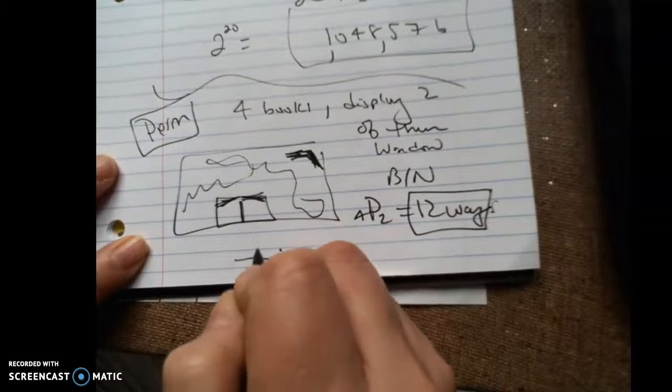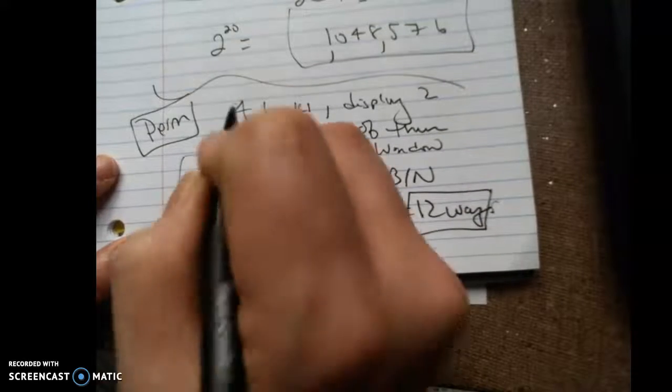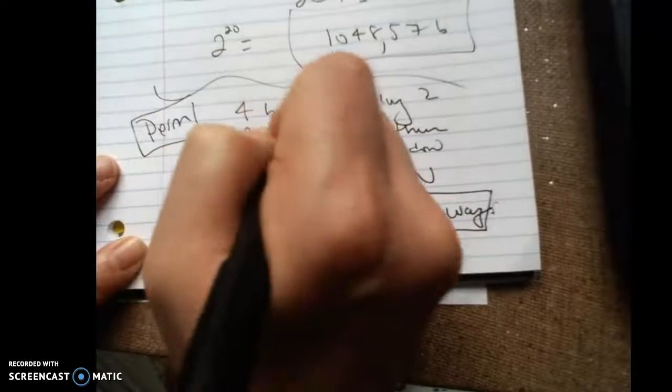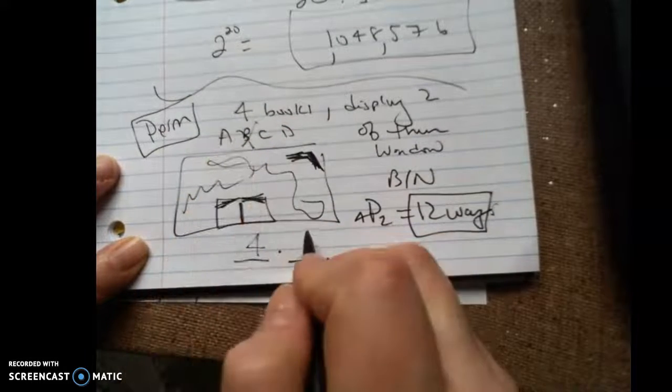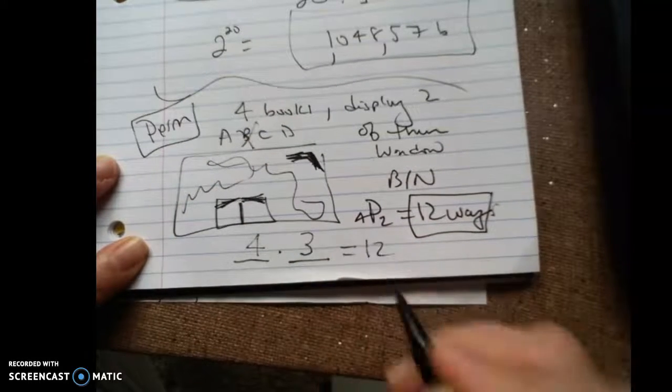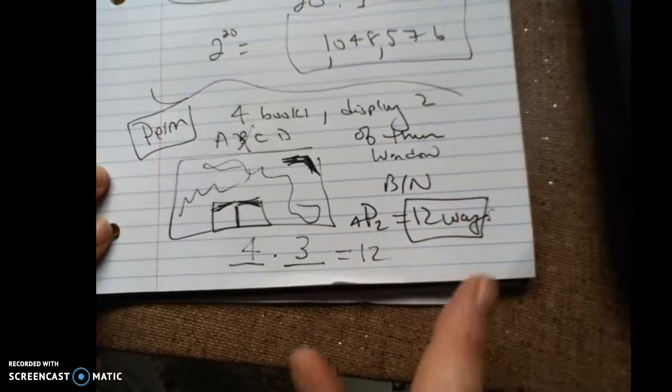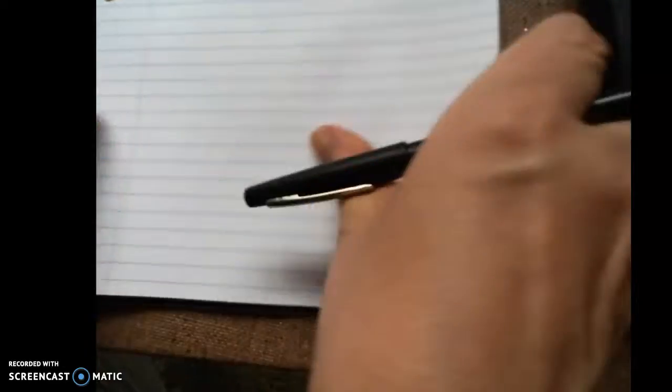So I have 4 choices for this book. But once I pick it, say I have A, B, C, D for books. If I pick B, then I only have 3 choices left for the next slot, and that's where that 12 comes from, okay? If I made a tree diagram for this one, which always works, though sometimes it's a lot of work, I have book A, B, C, D.